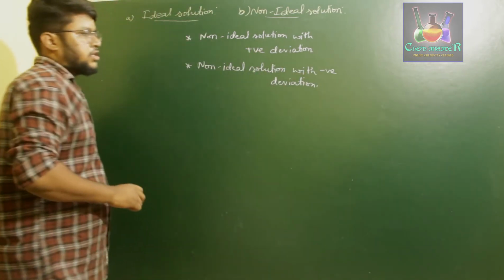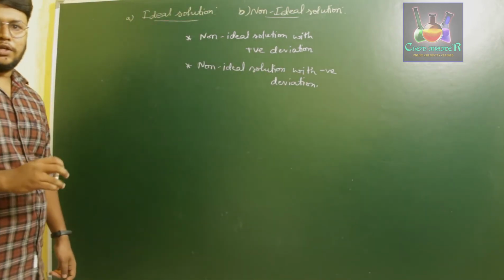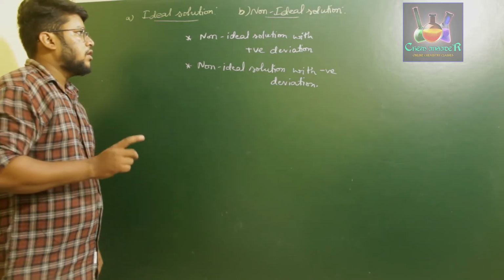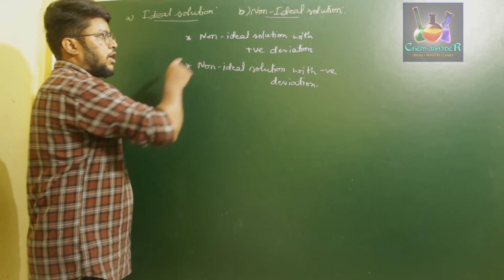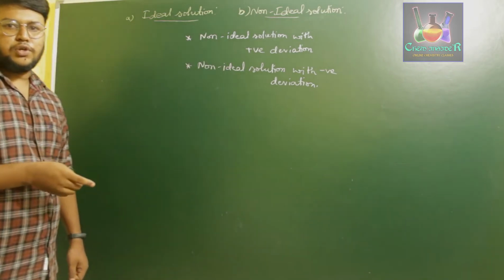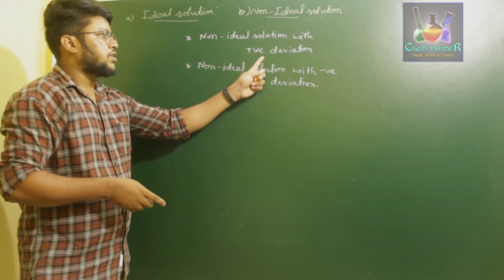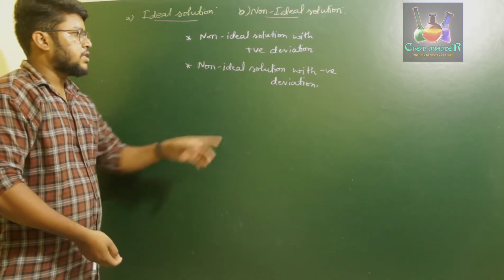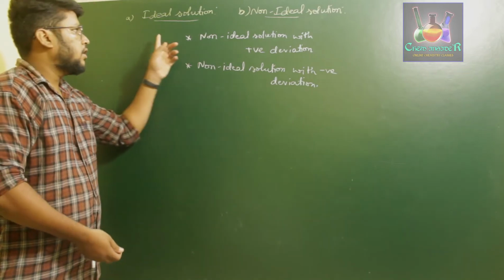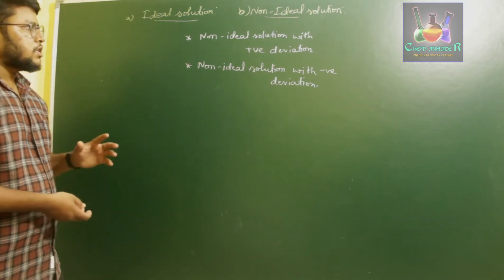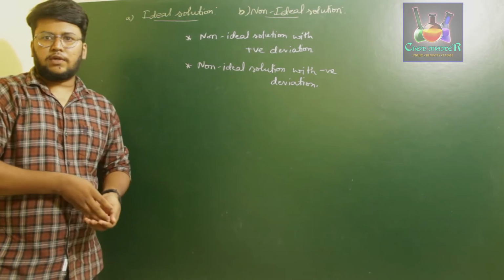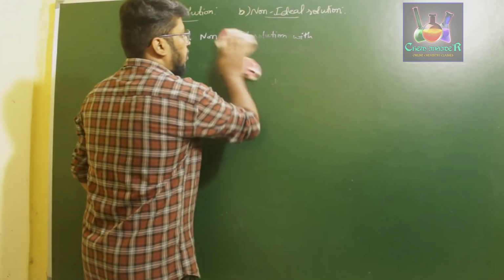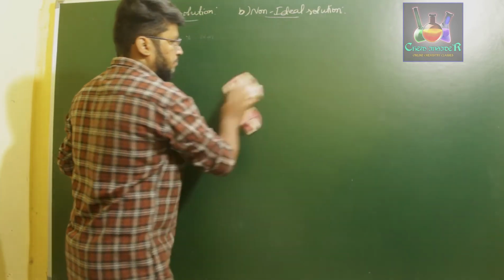Since a non-ideal solution does not follow Raoult's law at any concentration, we observe two types of non-ideal solution. One is a type in which this liquid-liquid solution will have a positive deviation when compared to the normal ideal solution, and those which have negative deviation when compared to the ideal solution. So what is this positive deviation and what is this negative deviation? For that, we have to write down the graph of Raoult's law for ideal solution.